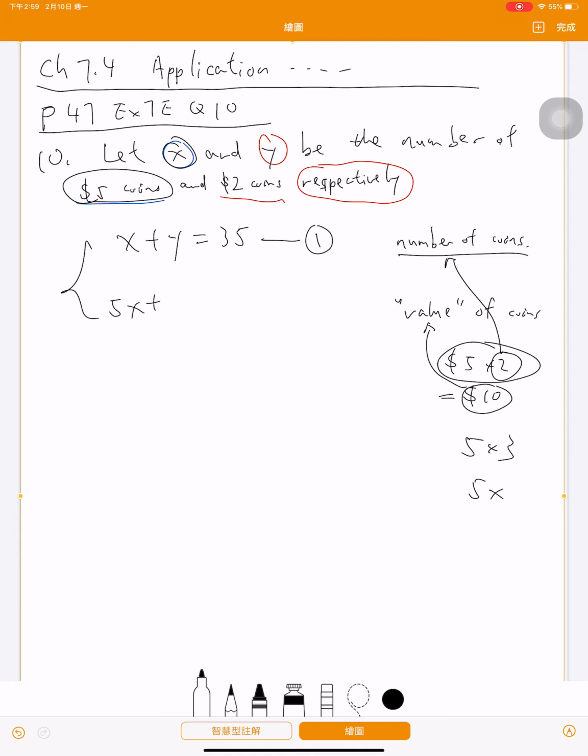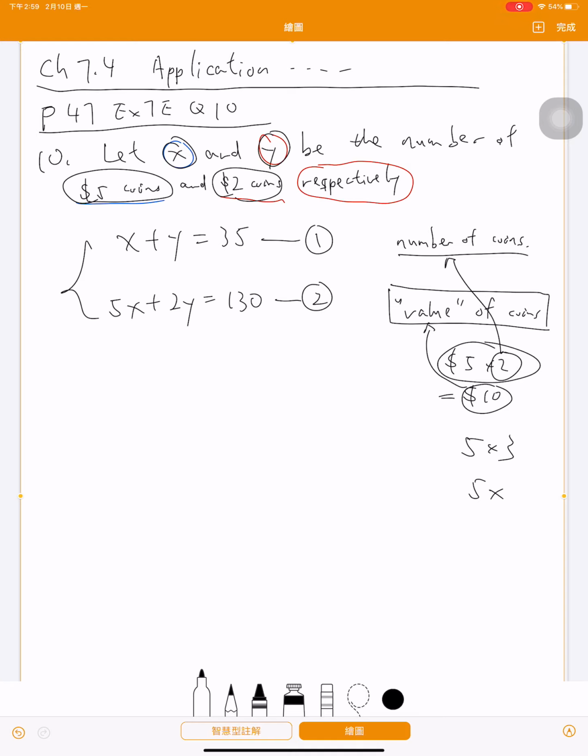Then similarly for the $2 coins, we have y number of $2 coins, so we have 2y as the value. And altogether, the question says it is $130. So this is the second equation. It talks about the value of the coins. Understand? 5x plus 2y is equal to 130. Then we already have the simultaneous equations here.